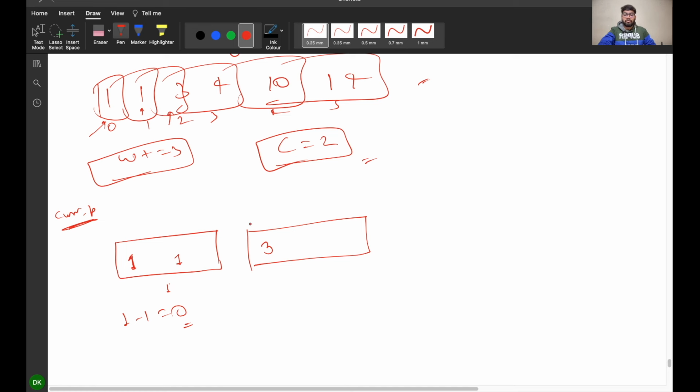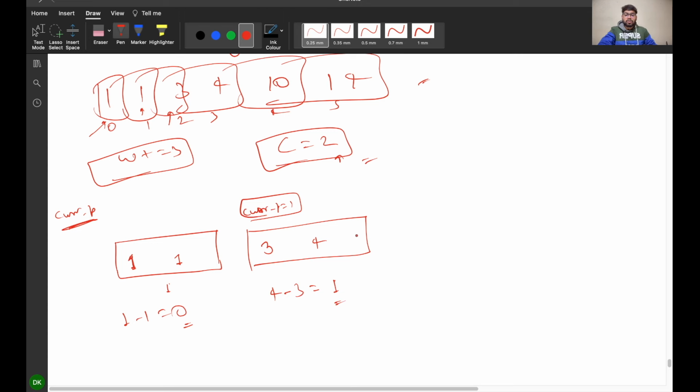Okay, for this bus my current person is 1 and my capacity is 2. So I am able to place another person over here. So I am picking the next person and placing over here. Now what is the waiting time? 4 minus 3, that is 1.